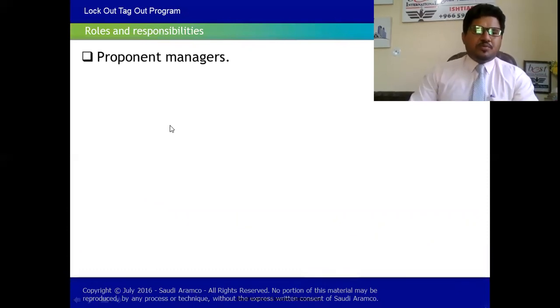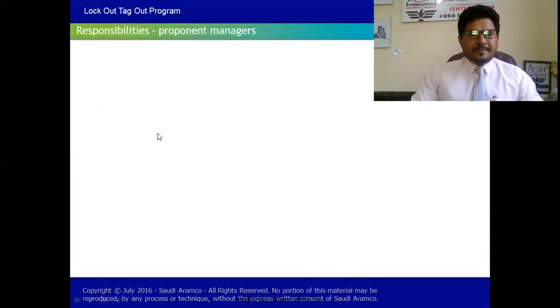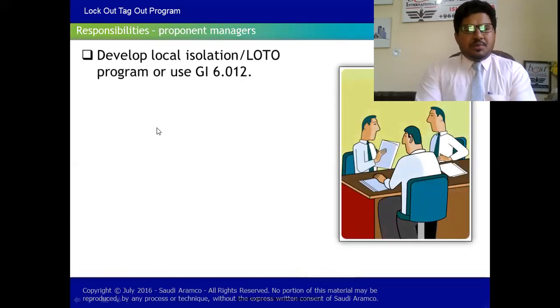So let's start with the roles and responsibilities. We're going to discuss proponent managers, operations and maintenance, and contractors and work crews. So three important domains of responsibilities. Let's go with proponent managers. The number one major responsibility of proponent managers is development. Just remember the word development. They are fully responsible to develop the local isolation lockout tagout program, or use GI 6.012.